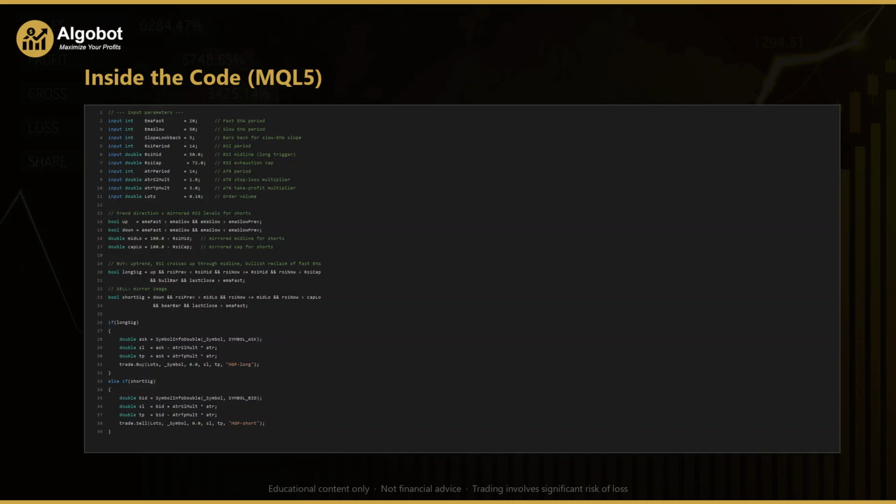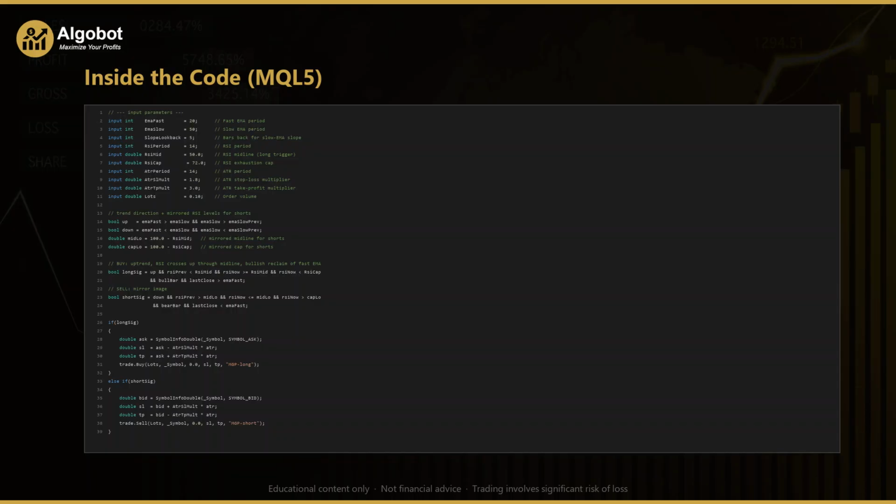Just under the inputs, the code sets 2 flags for trend direction. Up is true when the fast EMA is above the slow EMA, and the slow EMA is higher than it was 5 bars ago. Down is the reverse. It also mirrors the RSI levels for shorts, flipping the midline and the cap around 50.